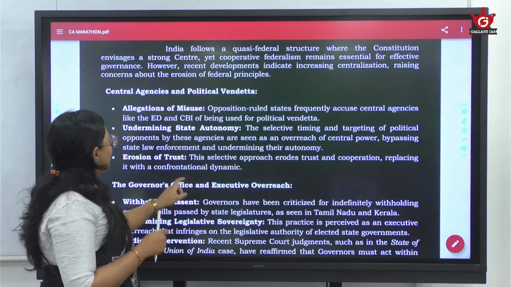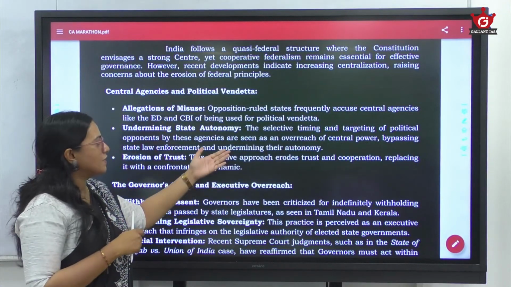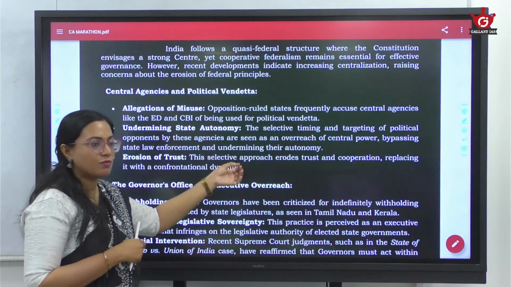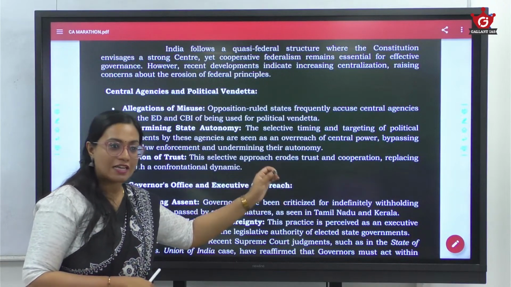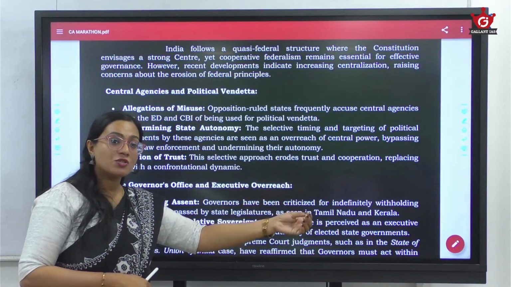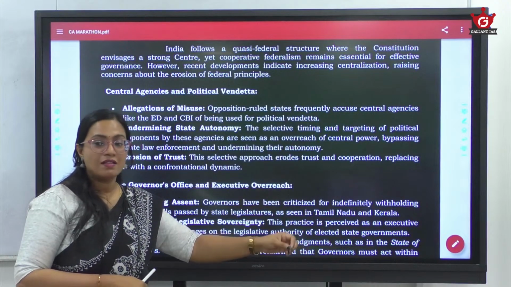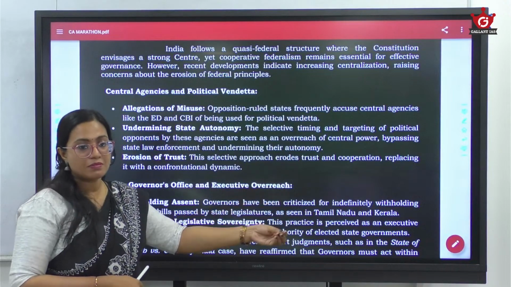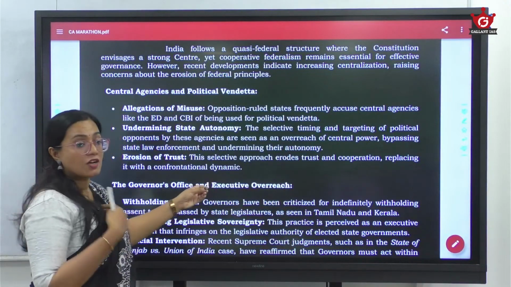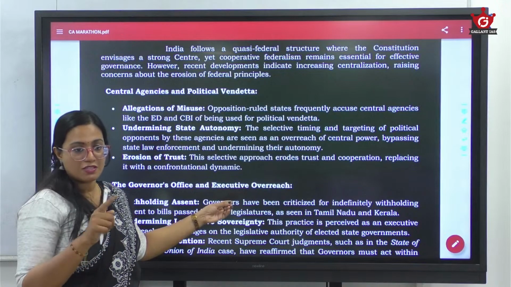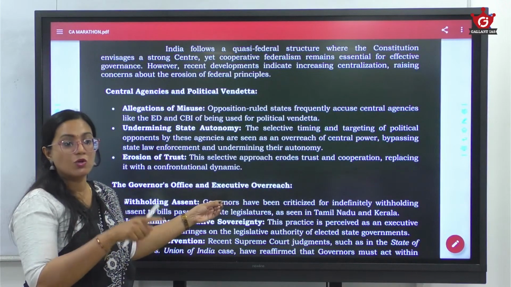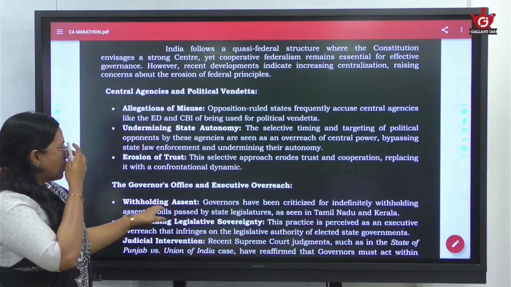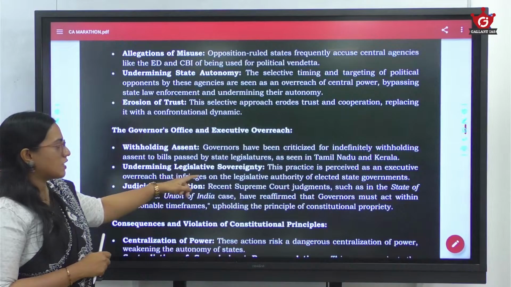Allegations of misuse. Opposition-ruled states frequently accuse central agencies like the ED and CBI of being used for political vendetta. We are not writing that it is actually like that. We are saying that opposition-ruled states are making such an opinion, that they are misusing it. It's not our statement. Remember that it's not our statement. We are just quoting somebody else's statement there. Then undermining state autonomy, erosion of trust, the governor's office and executive overreach.